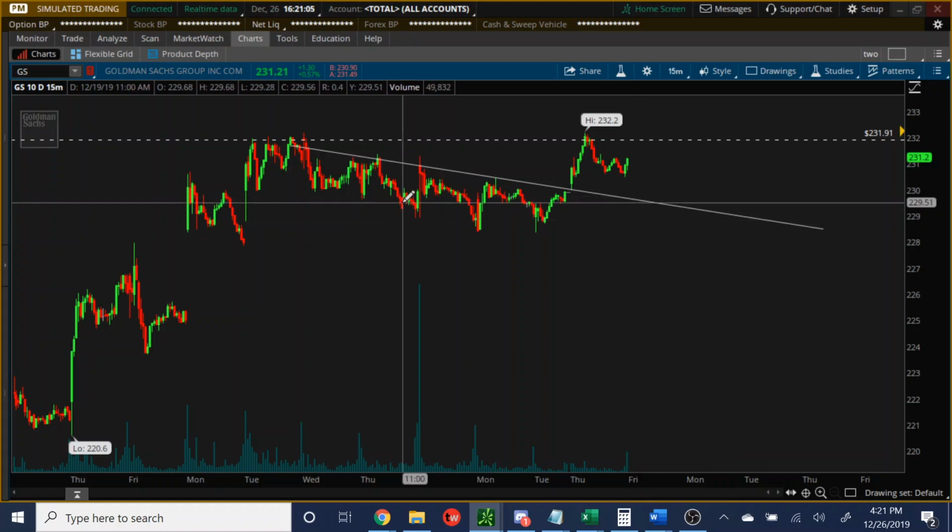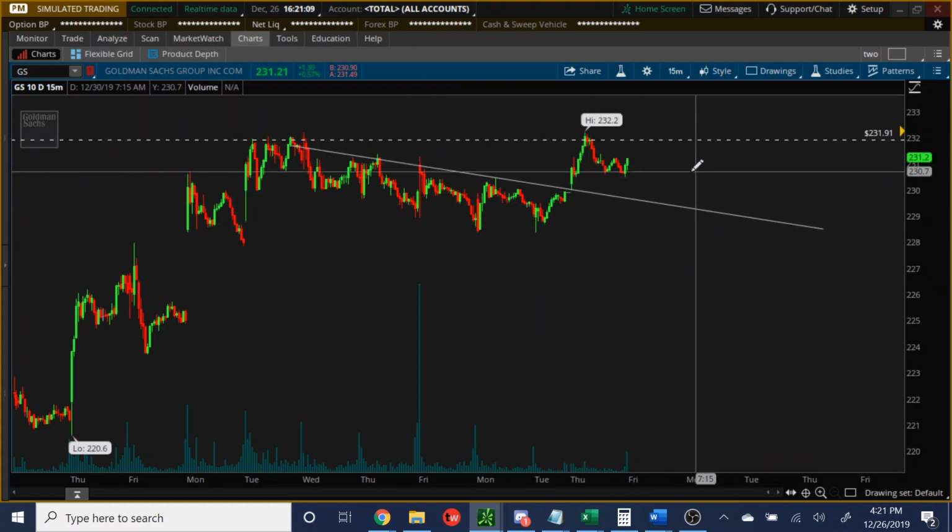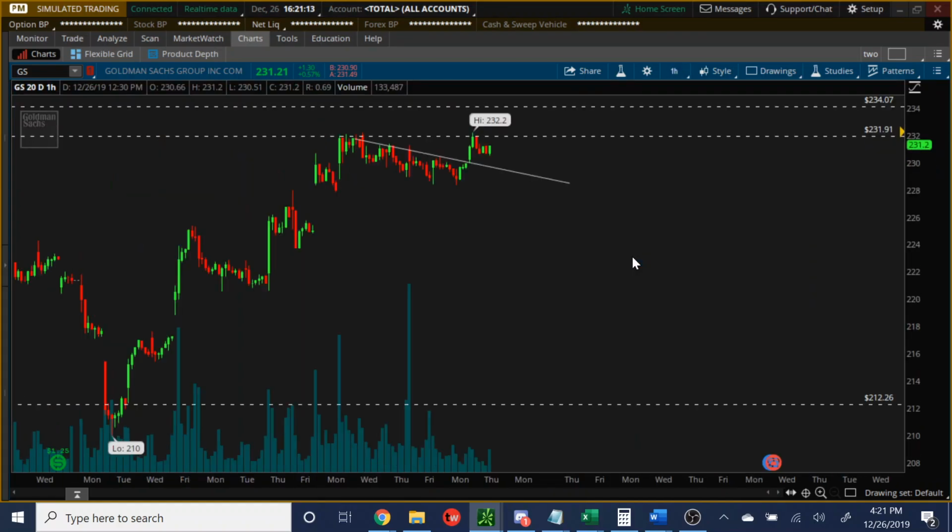So anyways, that's how I did this trade. I entered on the pullback, took partial profits, and I'm still in a half position, waiting to see if we can push a little bit higher here up to my next target.